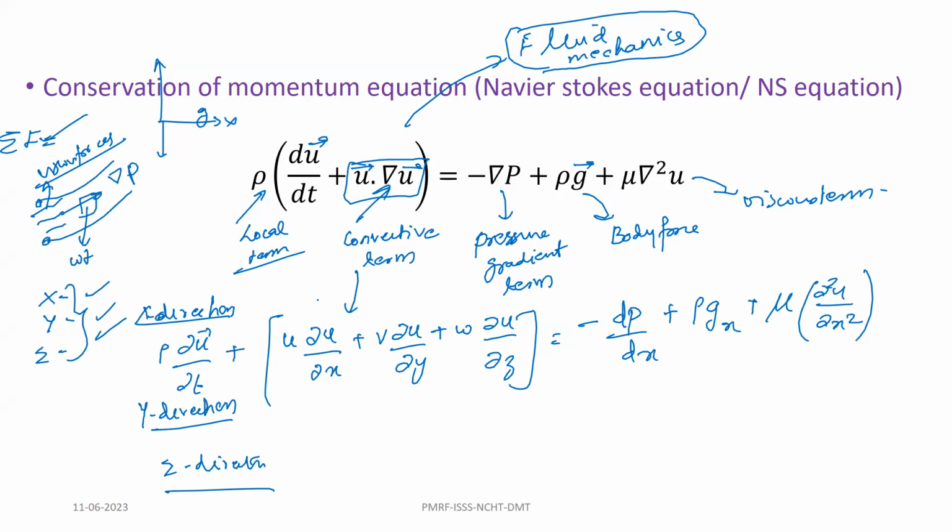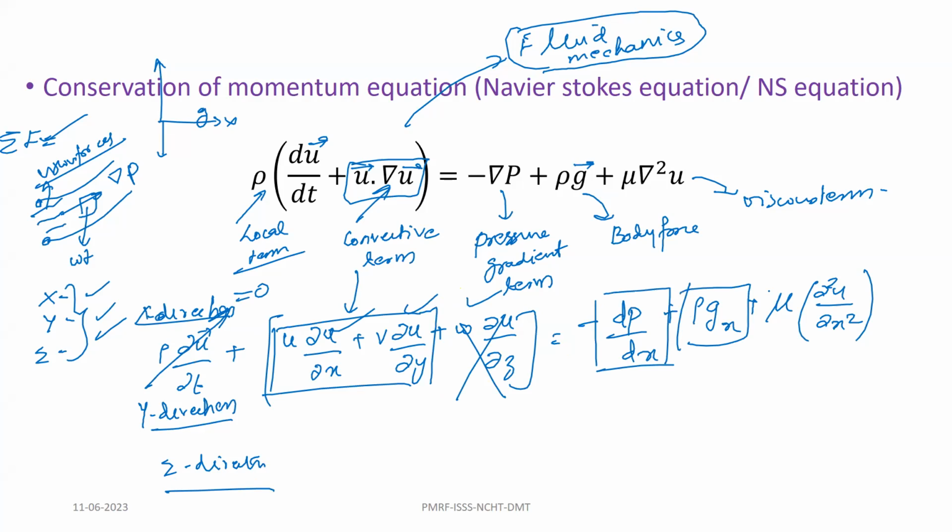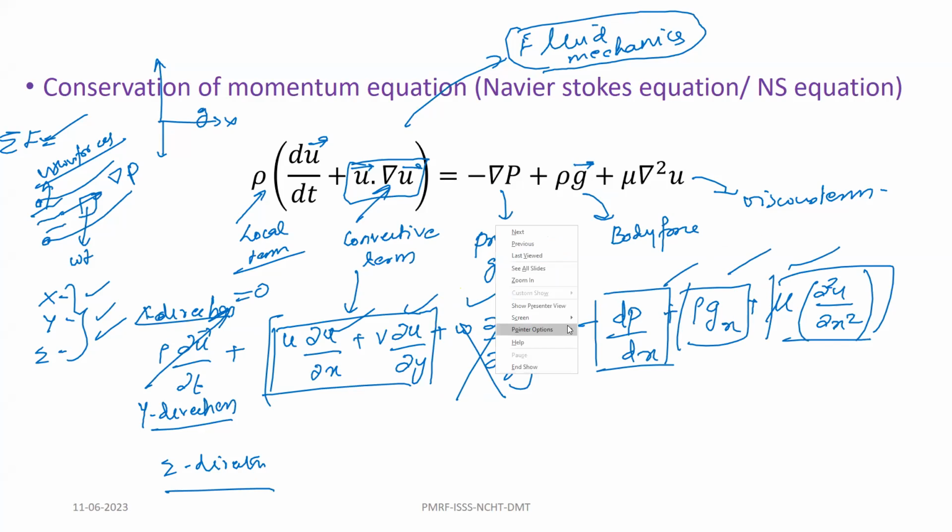In a steady flow condition, we can neglect this, so that goes to zero. Only these components are present. And if it is a 2D case, then we can neglect this also. All our analyses are of 2D type, so we need only these terms. Then there is the pressure gradient term, the body force term, and the viscous term. You can refer to all these aspects.